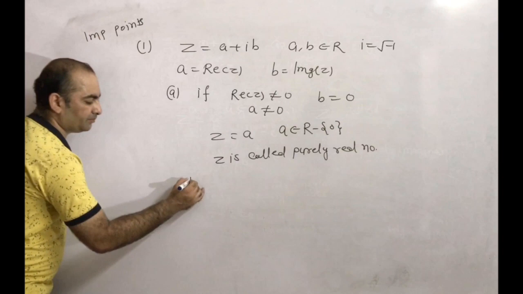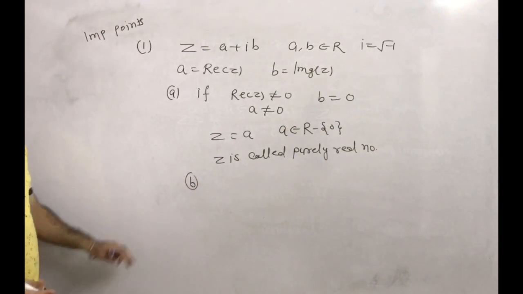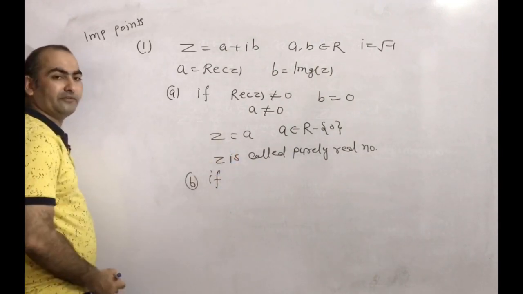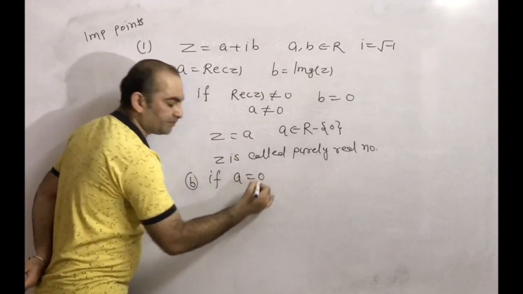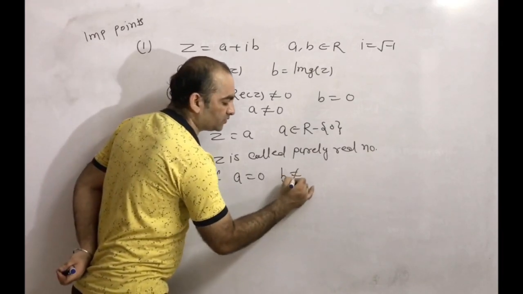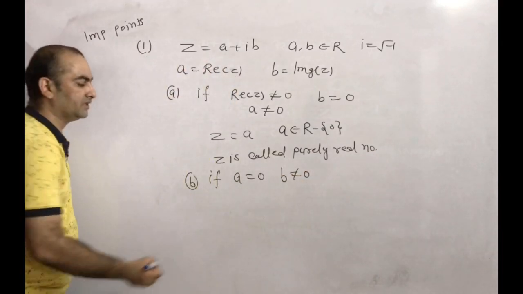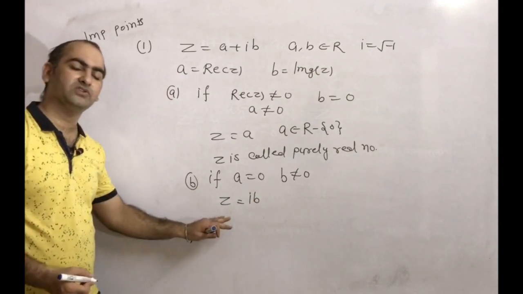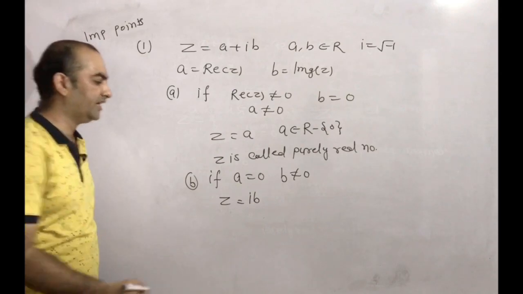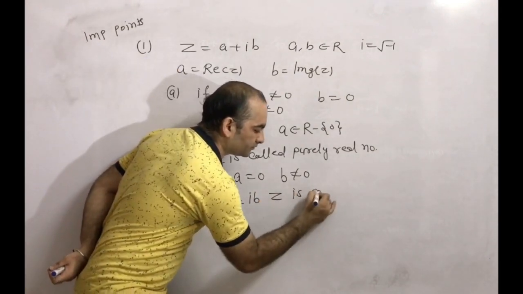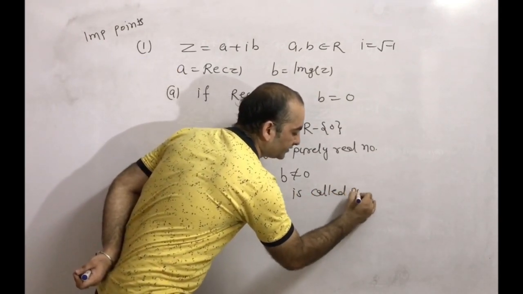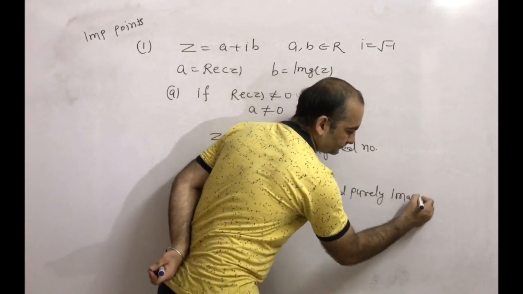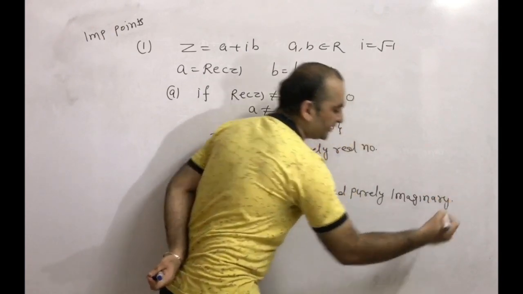Second point, point number b. Now here if a is 0 but b is not equal to 0, then what will come? z equal to iota b. Then this number is called purely imaginary. So z is called purely imaginary.